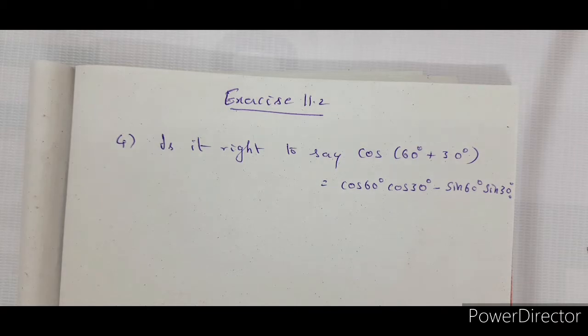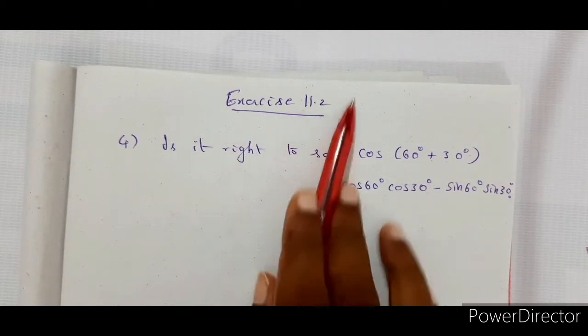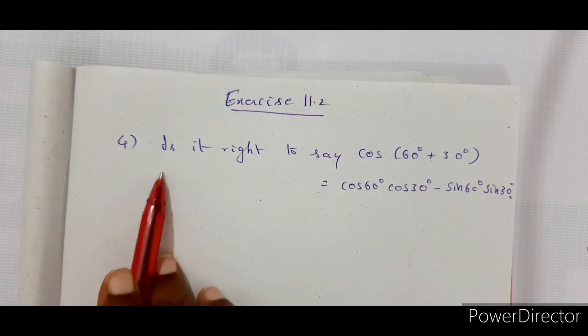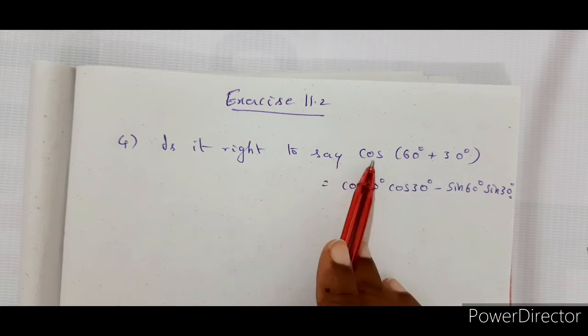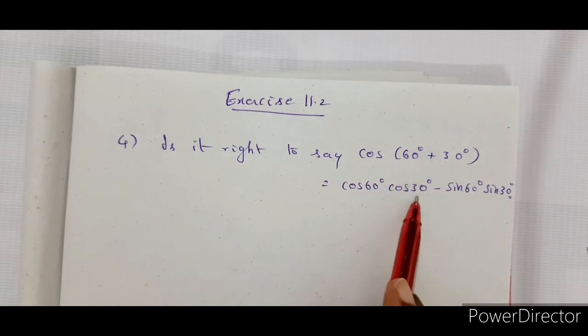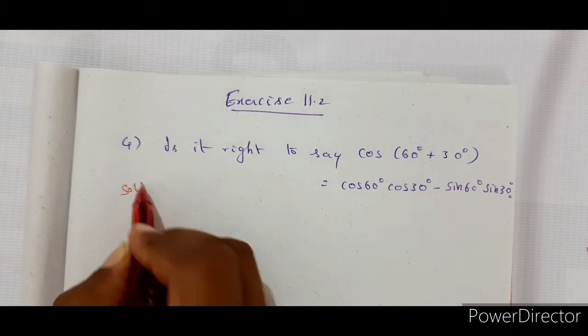Right, so right now in this video we are going to cover Telangana State Board Maths 10th class exercise 11.2. This is from Trigonometry. Is it right to say cos of 60 plus 30 is equal to cos 60 cos 30 minus sin 60 sin 30? So this is the problem and let us solve it.